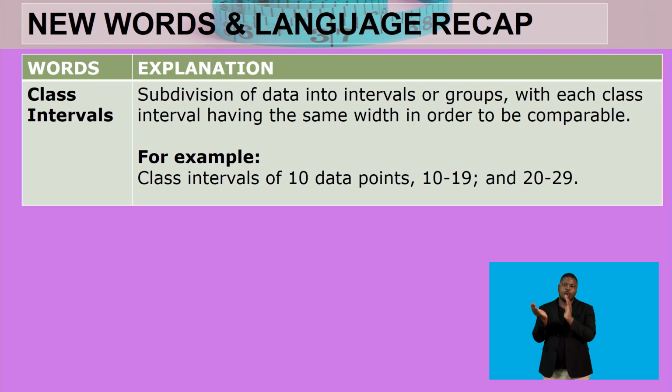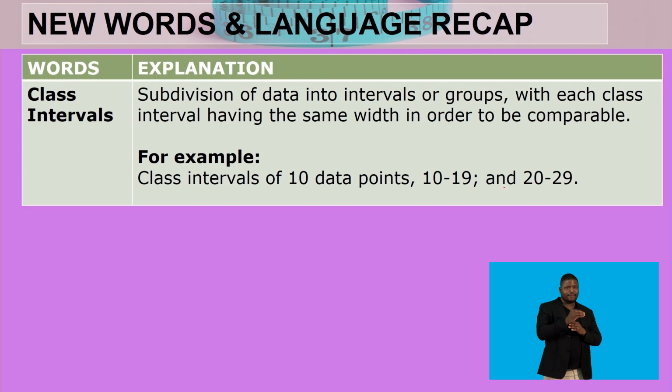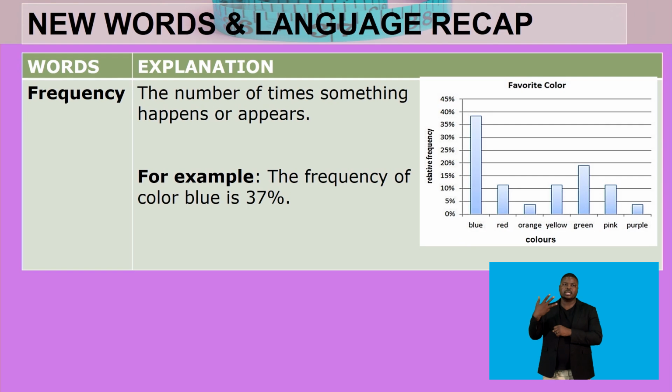Because remember, we always compare units that are the same or items that are the same. Then the class interval example is an interval of 10 data points. Between 10 and 19, we've got 10, and between 20 and 29, we've got 10. We've also defined the word frequency as the number of times something appears or happens. For an example, the frequency of color blue is 37%. So if this is the learners' favorite color, it means 37% of the learners preferred color blue over other colors.